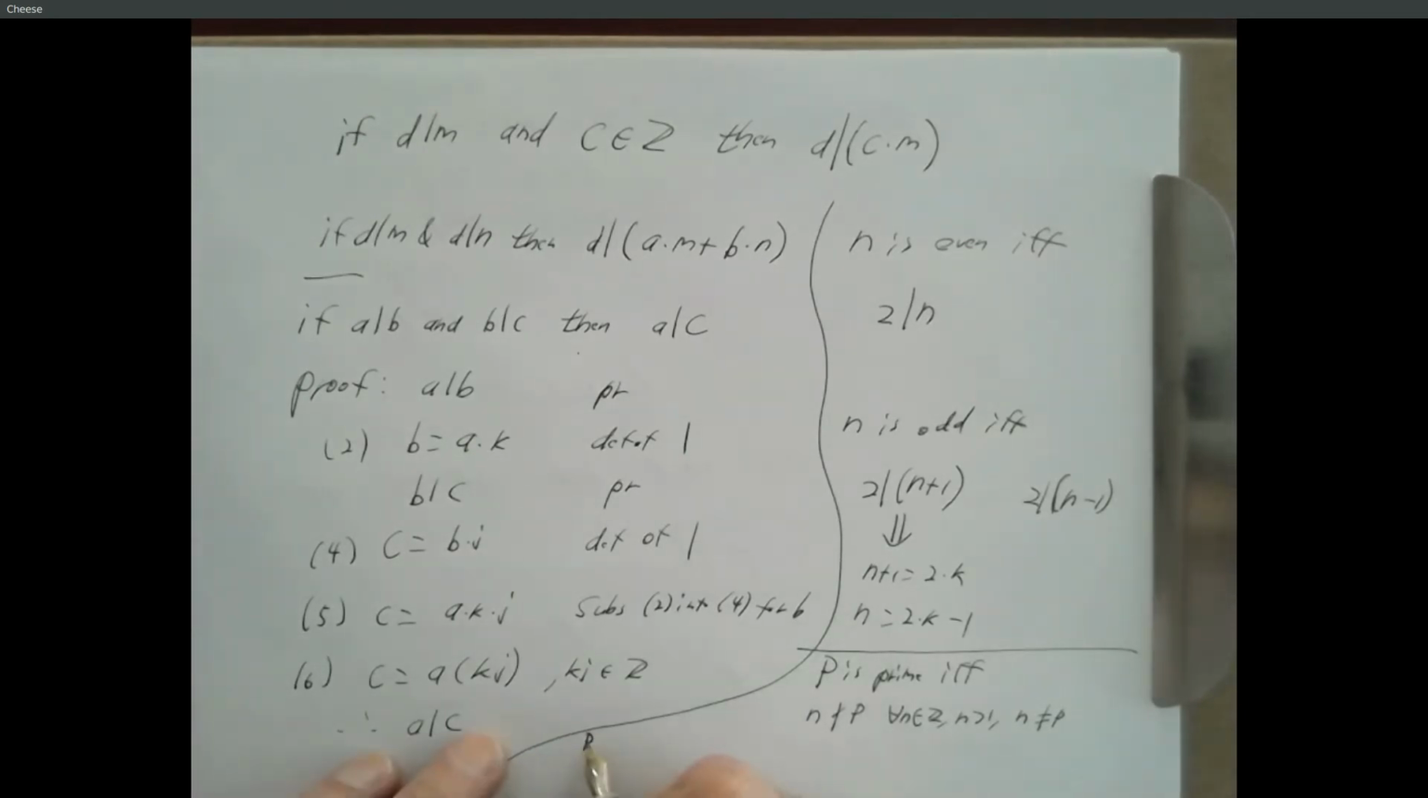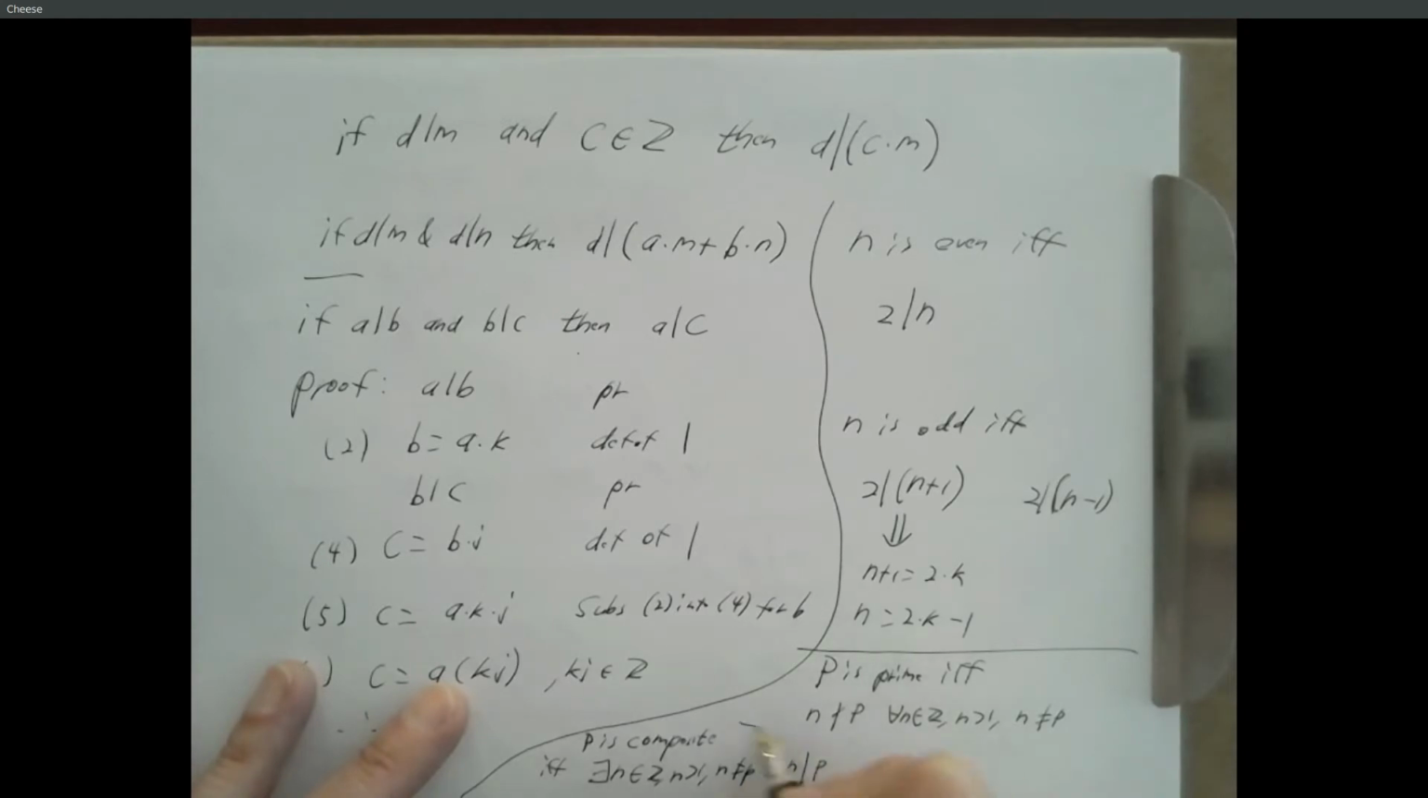And similarly, what do we call a number if it's not prime? Composite. So P is composite, or we could say not prime, if and only if there exists an integer n bigger than 1, not equal to P, such that n divides P. In other words, P has an interesting factor. So we can capture all kinds of concepts with a few symbols if we know about divisibility.